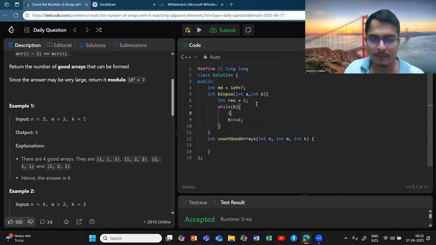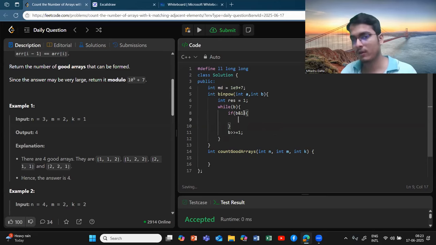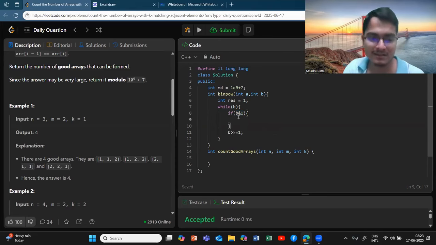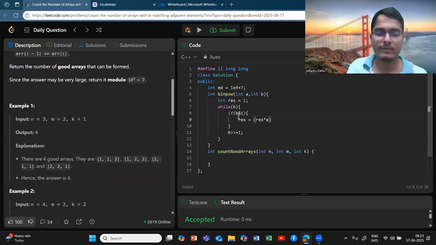Also, I'm iterating through the bits, right? I'm checking whether the last bit of b is set or not. It means AND with 1. If you AND with 1, you just check whether the last bit of b is set or not. Then I will multiply my result with our multiplier a, and I will perform a mod.